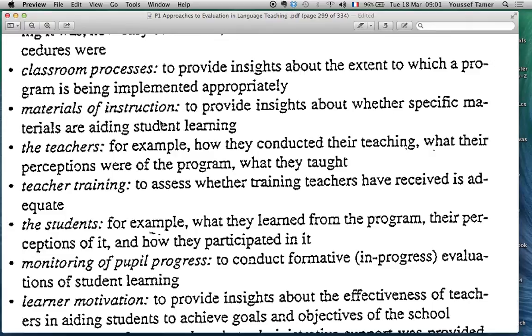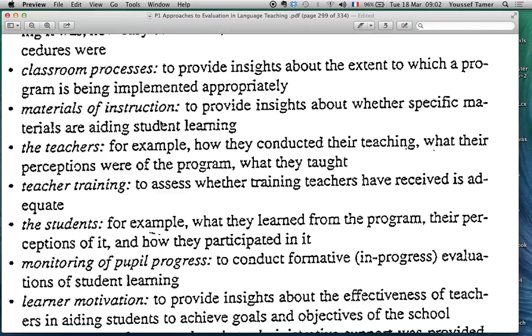Classroom processes to provide insights about the extent to which a program is being implemented appropriately. So you see again a reference to implementation, the process of teaching and learning that program. Okay, was it successful? Was it not successful? There are different focuses, okay, as we look here. One of the areas, and I'm going to distribute some materials, I will share them with you, regarding teacher evaluation, okay? There are checklists and procedures to do that, and I found some interesting materials in there.